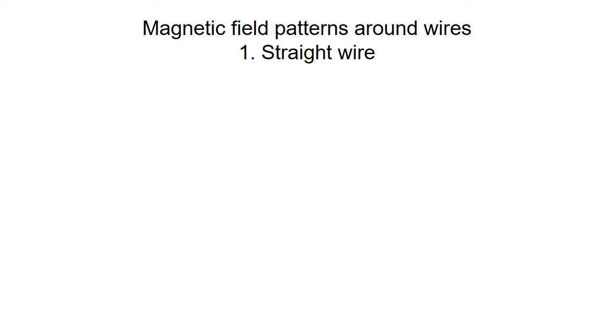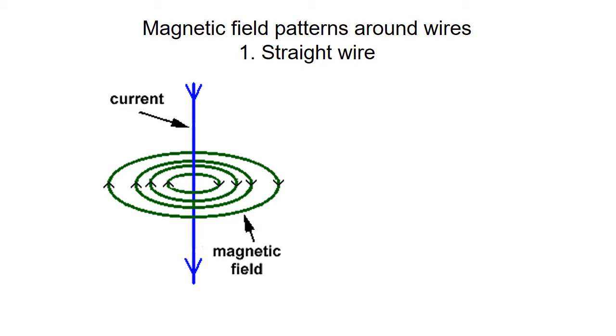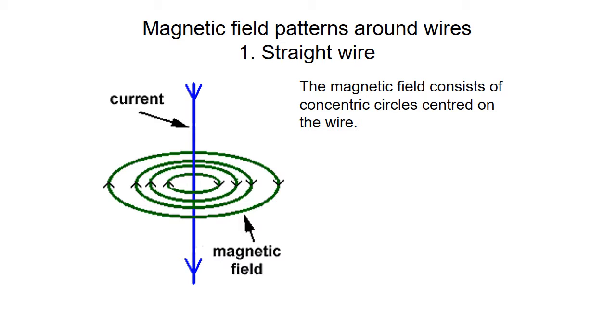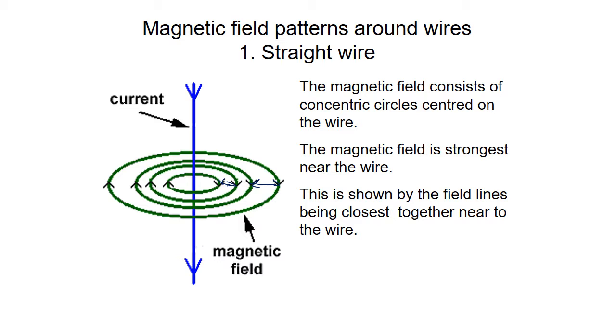The first example we're going to look at is the simple straight wire, very similar to the one that Ørsted worked with. You can see from the diagram that the blue line is the wire, and current is being passed through the wire, and a magnetic field forms around the wire, illustrated by those concentric circles of green. The magnetic field is strongest near the wire, and you can see this because the magnetic field lines are closer together near the wire and further apart as you go further away from it.